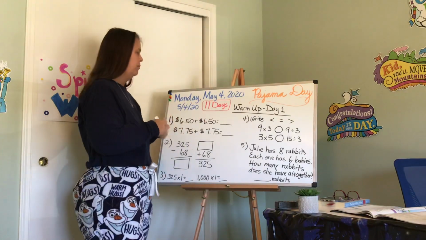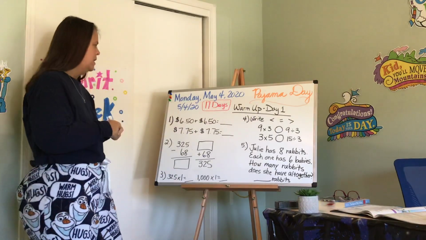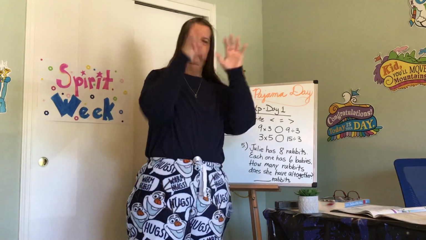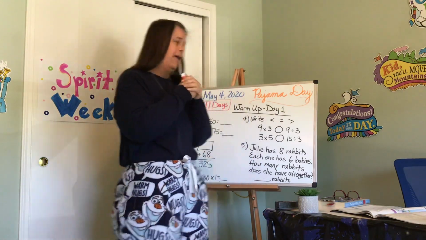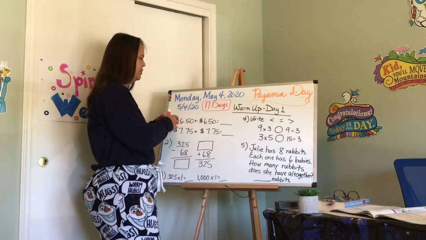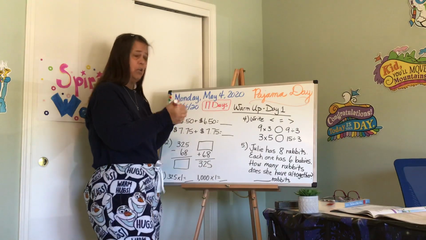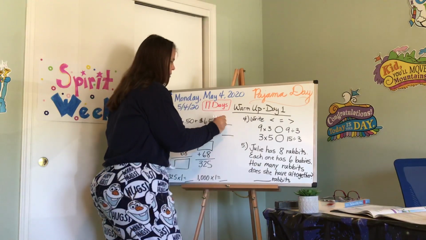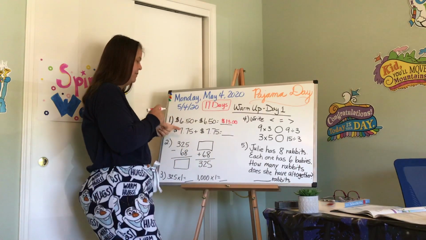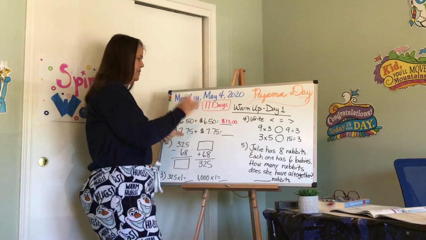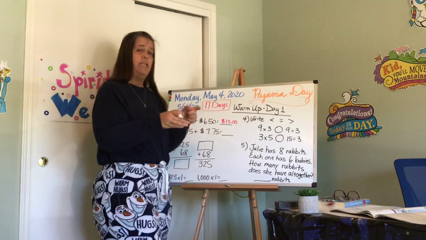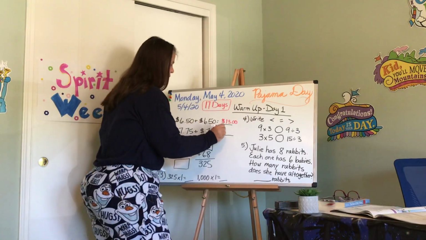Welcome back. We are ready to correct our warm-up for the day. Number one, 650 plus 650. You could have put these under one another and worked it out correctly, or you could have done mental math. I know that 50 and 50 make $1, so 6 plus 6 is 12. So $12 plus another dollar would be $13. Then we have 775 and 775. 75 and 75 makes $1.50. 7 and 7 makes 14. 14 plus $1.50 is $15.50.